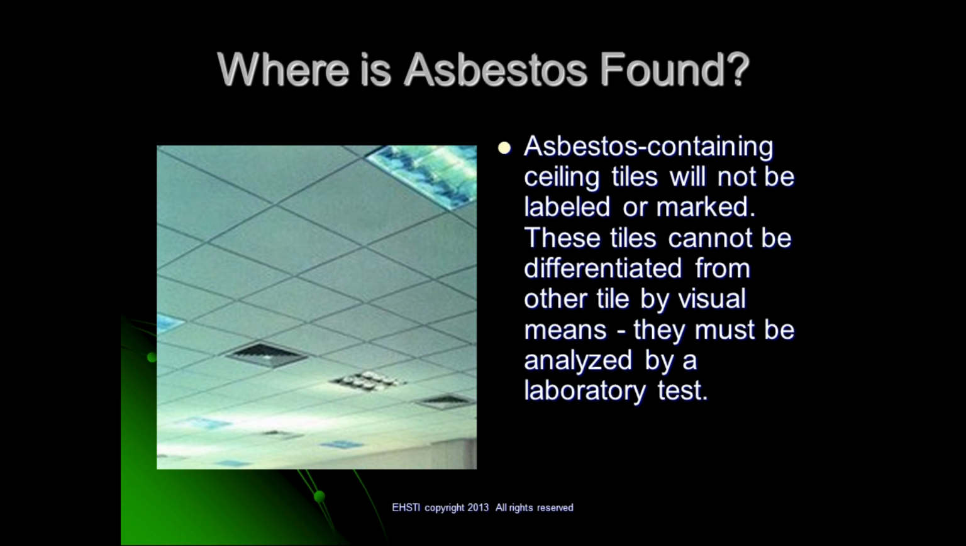Asbestos-containing ceiling tiles may not be labeled or marked. These tiles cannot be differentiated from other tiles by visual means. They must be analyzed by a laboratory test.